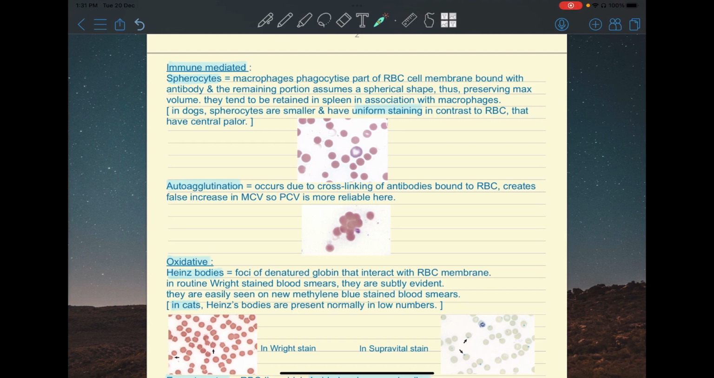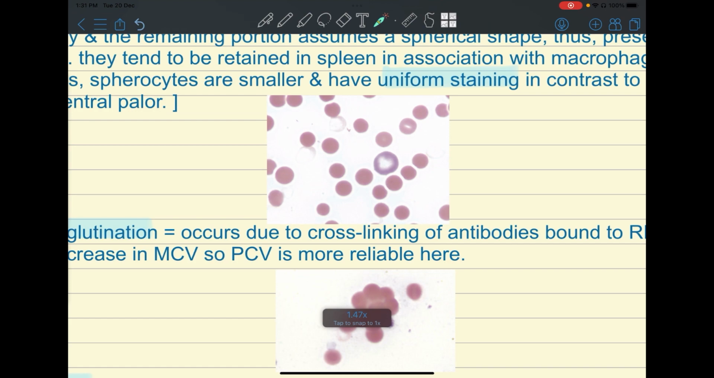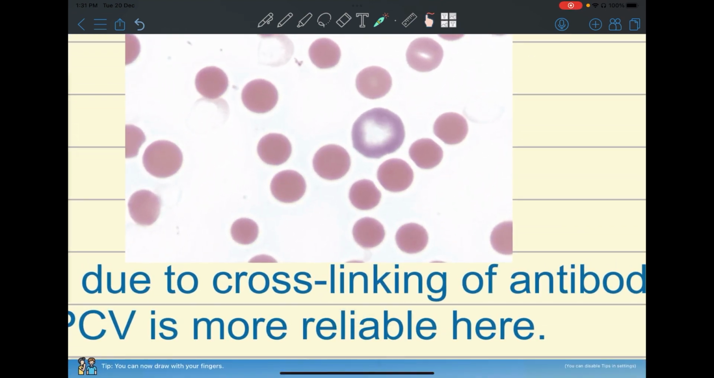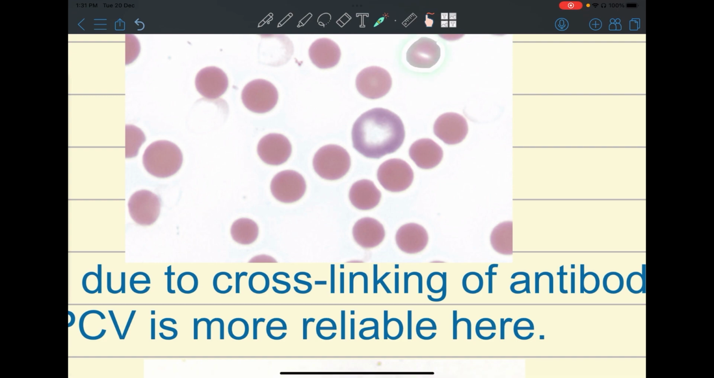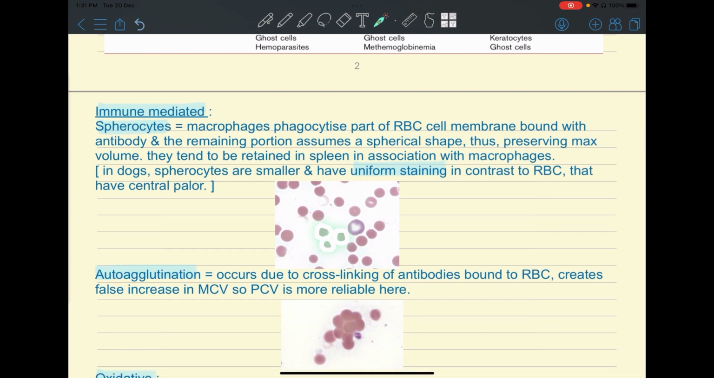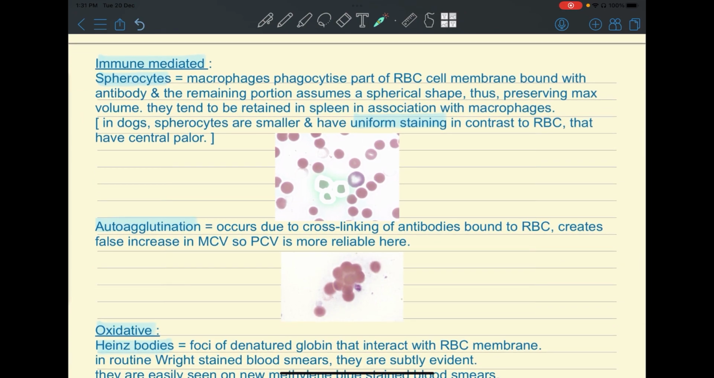So what are spherocytes? Spherocytes are circular RBC, very circular, and they don't have any pale central region. So this is a normal RBC, and you can see that there's a central pallor, while these are all spherocytes. They are a result of immune-mediated hemolysis. And how to differentiate them? They don't have any central pallor. They have uniform staining, while the normal RBC have central pallor.